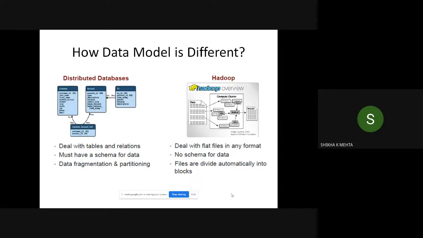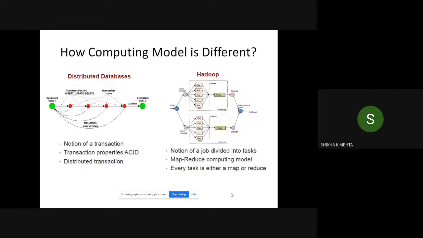But in case of Hadoop, because there are no tables, what is being done is the files are divided into blocks. How these files are divided, we don't know about that. All this task is being done by Hadoop itself. The management utilities of the Hadoop infrastructure itself are responsible for dividing the files into the blocks. So this is the difference between the distributed databases, that is, the data model.